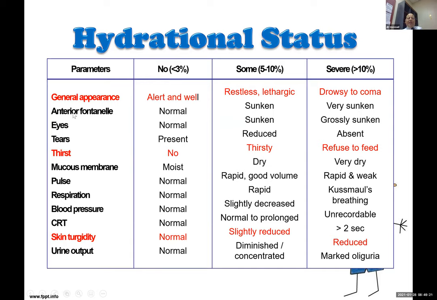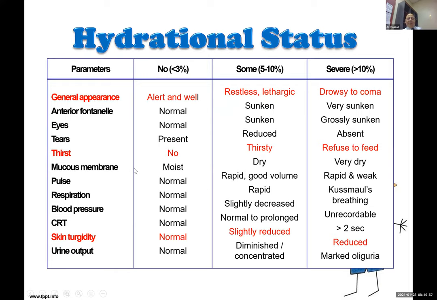So you must be able to check the hydration status from head to toe like that. Then go for the eye. Is it sunken or not? And go for the tears. It's very important. If it is reduced or absent, it means the child is crying and crying and crying and no tears. It means his body does not have enough fluids, okay? What about his thirst? If he has no thirst or is very thirsty, or sometimes he refuses food, which is a very severe sign.